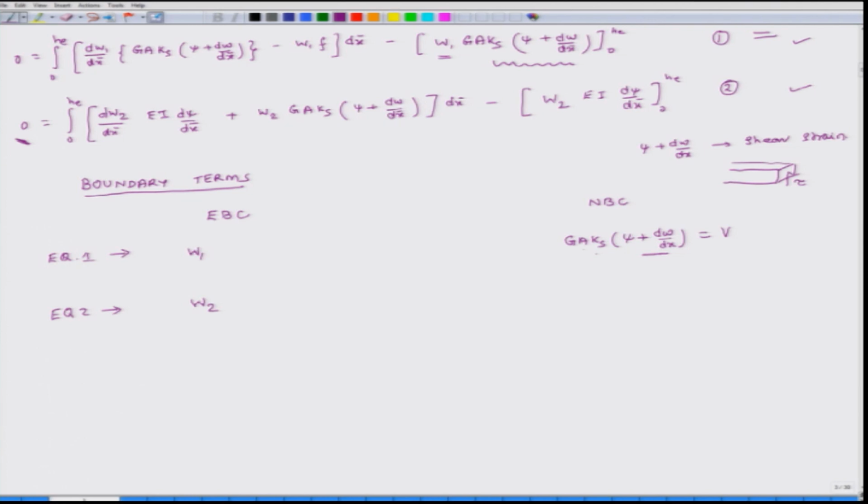Now, we had also discussed in the earlier class that this is essentially a minimum potential energy statement, the same for the second equation also. So, when I multiply V by a displacement, that corresponds to work done by the system. So, if I replace W1 by W, which is the displacement, then the essential boundary condition associated with the first equation is displacement, and the natural boundary condition associated with the first equation is the shear force. And when I multiply W by V, I get the work done. Next, we will look at the second weak form, which is equation 2.